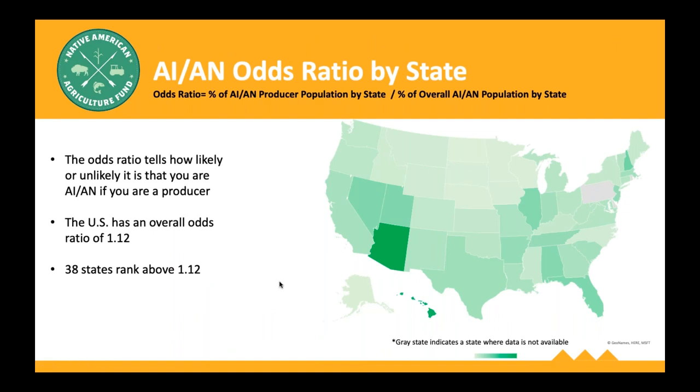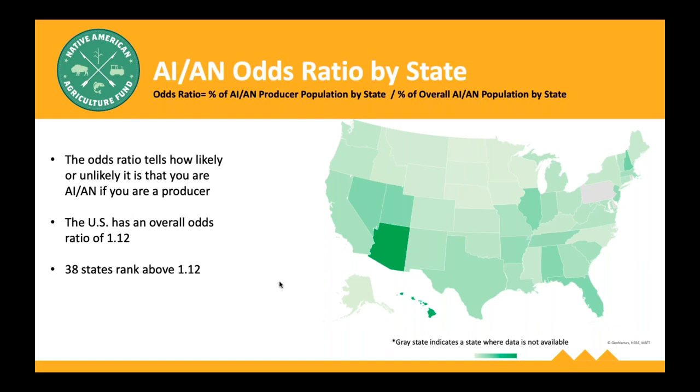Okay, so this is looking into the American Indian Alaska Native odds ratio by state. The odds ratio tells you the likelihood of being an American Indian or Alaska Native person if you're a farmer in each state. This was calculated by taking the percentage of American Indian, Alaska Native producer population by state, and dividing that by the percent of overall American Indian, Alaska Native population in the state. The U.S. has an overall odds ratio of 1.12, meaning that overall you're more likely to be American Indian or Alaska Native if you are a producer.